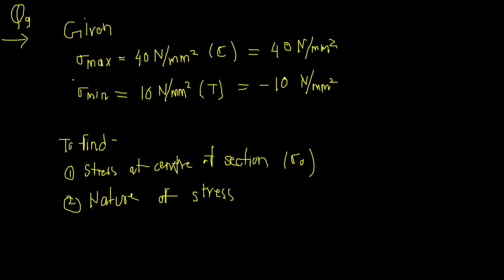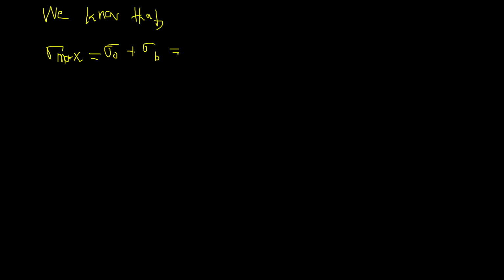Okay, so to find these two conditions, now we will write what we know, the formula of sigma max. Sigma max is equal to sigma naught plus sigma b. Write it here: maximum stress is equal to direct stress plus bending stress. Below that write it like this, don't write it directly: sigma naught plus sigma b. So this value is given. What is this value? 40 Newton per mm square. So I am writing here 40. Next, minimum stress is equal to direct stress minus bending stress, and this value is -10, not 10. So this is equation number 1.